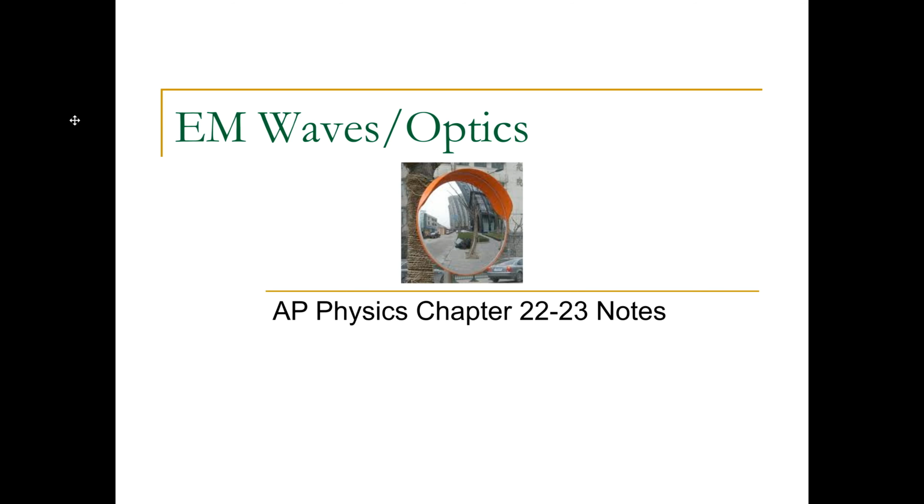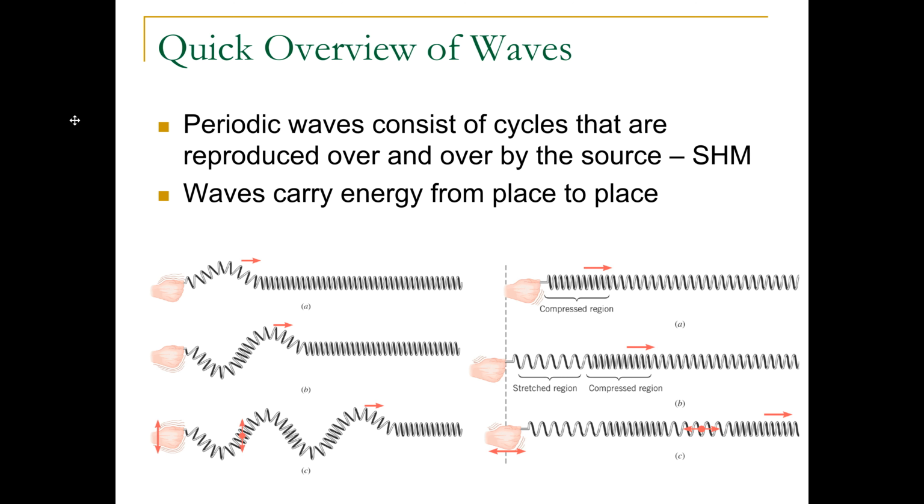This is the first part of our notes on optics. We'll cover some basics from chapter 22, but most of these topics are found in chapter 23. So a quick overview of waves. Periodic waves have some source that is continuously oscillating.